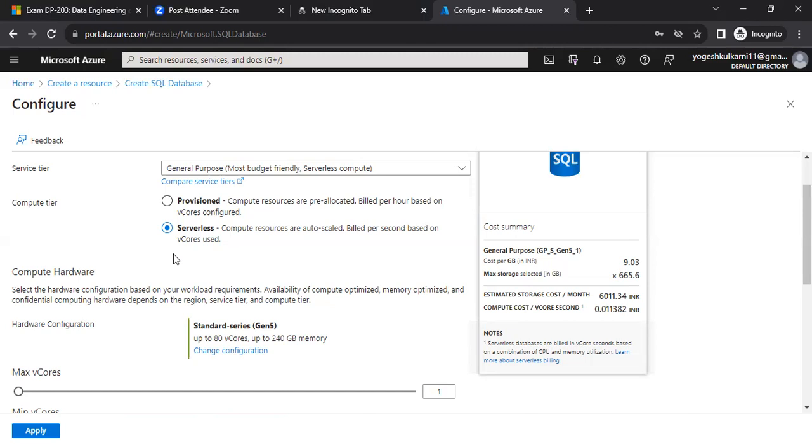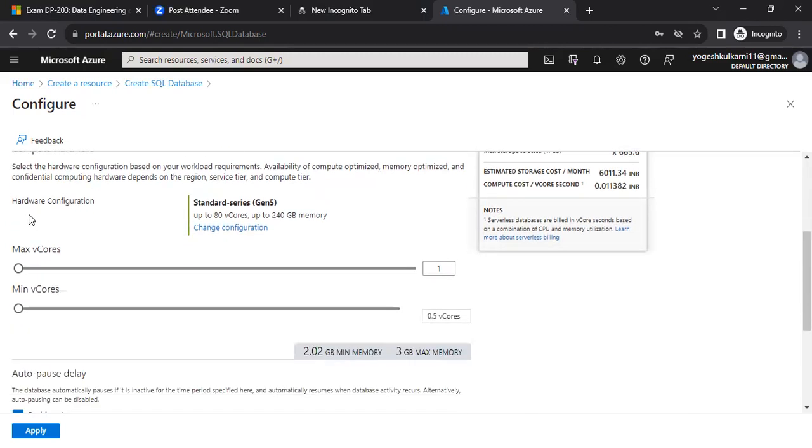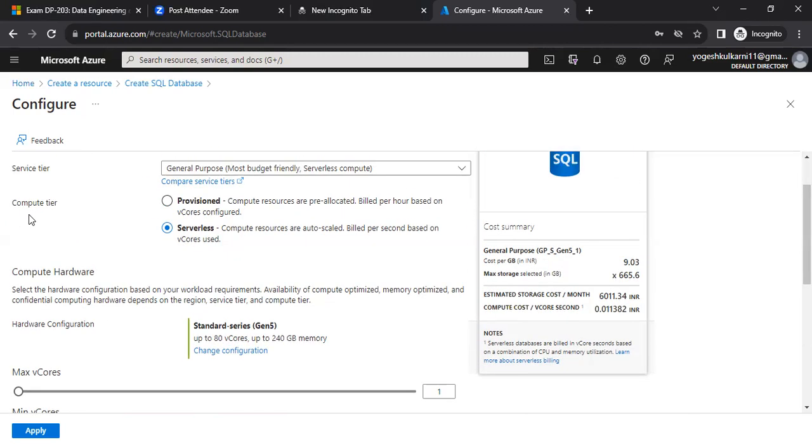Serverless will be automatically scaled, and you do not need to manage it. Then why do we need provisioned? What's the benefit of going with provisioned versus serverless? I would always want to select serverless in this case.